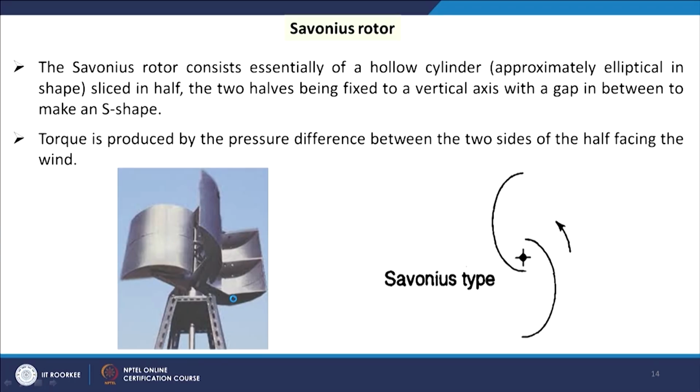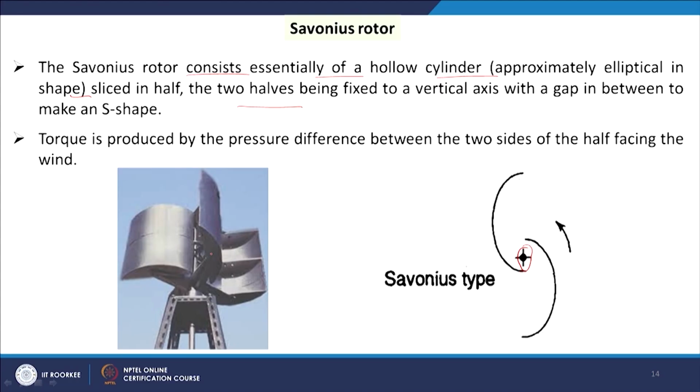This type of rotor is used, Savonius rotor. So, here we see one S type of structure is formed. It consists essentially of a hollow cylinder, approximately elliptical in shape, sliced in half, the two halves being fixed. So, this is one half of the hollow cylinder, two parts connected here, this is our rotor, and these are the blades. So, this as a whole is called the Savonius rotor. The torque is produced by the pressure difference between the two sides of the hub facing the wind.